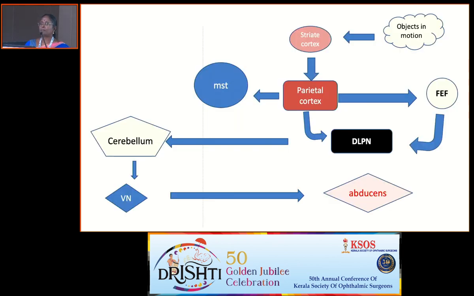The pathway for pursuit is a bit complex. You perceive the objects in motion, which goes to the visual cortex. From there, through the magnocellular pathway in the lateral geniculate body, it goes to the striate cortex, then to the parietal cortex. From there, it projects to the frontal eye field and the medial superior temporal field. This is a bit complex. There is always a double decussation, one to the cerebellum and from the vestibular nucleus to the horizontal gaze center. So this is how it is followed.